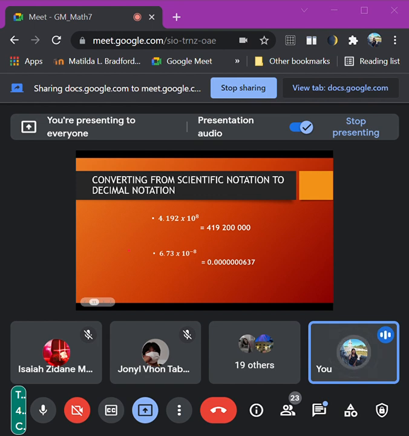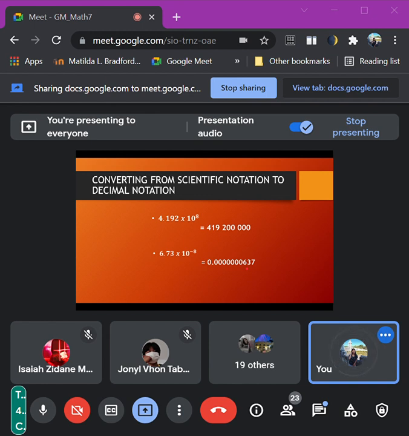To the left. So as you can see, 6.37 times 10 raised to the power of negative 8. So you move it to the left. 1, 2, 3, 4, 5, 6, 7, 8. Correct? Or if you want, start from 0. 1, 2, 3, 4, 5, 6, 7, 8. Correct. That is your answer: 0.000000637.